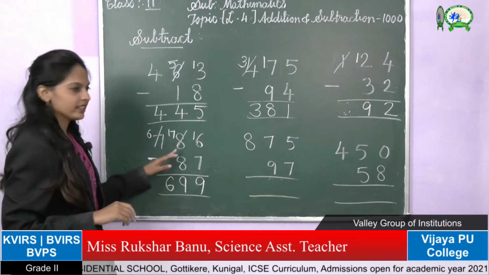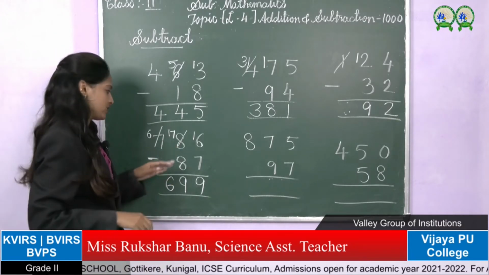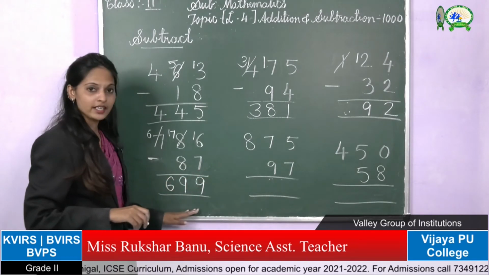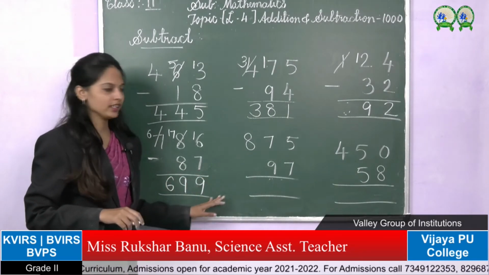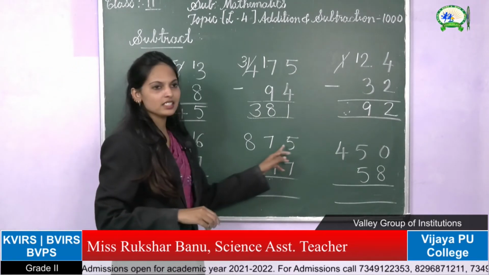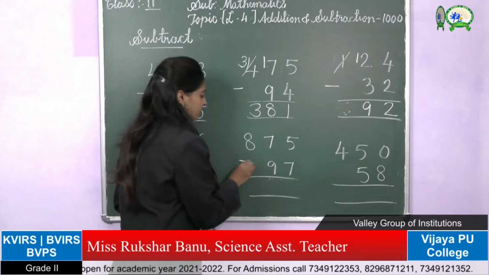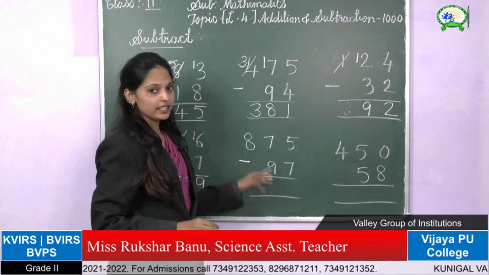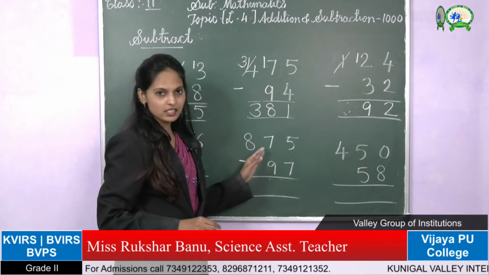Okay children, so like this we have to regroup the numbers. 786 minus 87 is equal to what? 699. Is it clear? Next here 875 minus 97. We have to cancel 97 from 875.